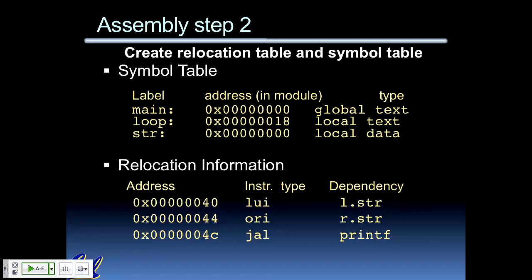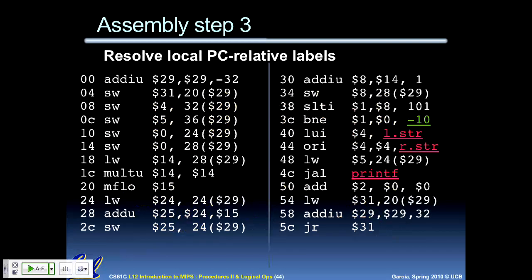And then down here, you also need to find the address of the printf to fill in a jump and link, right? So this is the relocation information needed for this .o file. Well, one step you can do is anything that's PC relative, you can patch up. So this branch here to loop, that's just local, so you can do that within the single file, just minus 10 instructions.